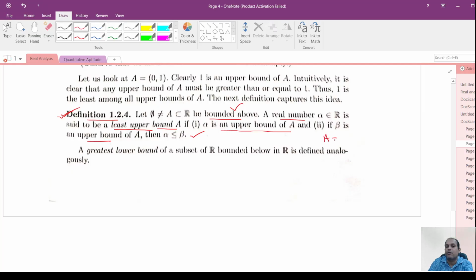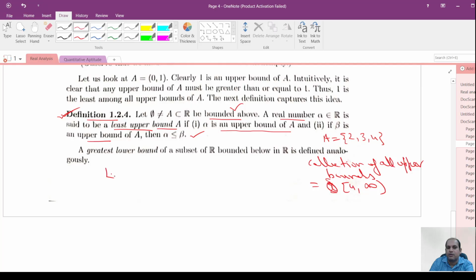For example, in the set A equal to {2, 3, 4}, the collection of all upper bounds is every real number greater than or equal to 4. So the least upper bound, LUB, of this set A is 4. Among all upper bounds, the least one is called the least upper bound. So this is the definition of least upper bound.